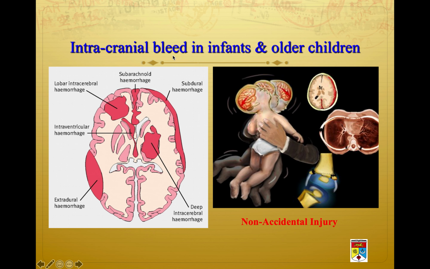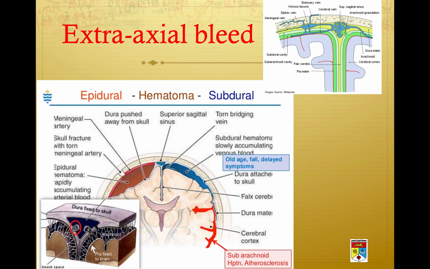So we have to identify what kind of bleeding in the brain. It can be subdural hemorrhage, subarachnoid hemorrhage, intraparenchymal hemorrhage, intraventricular hemorrhage, or extradural. Right, so how do you detect all this now? If you want to see an extra-axial bleed, meaning outside the brain parenchyma, it can be extradural, subdural, or subarachnoid.